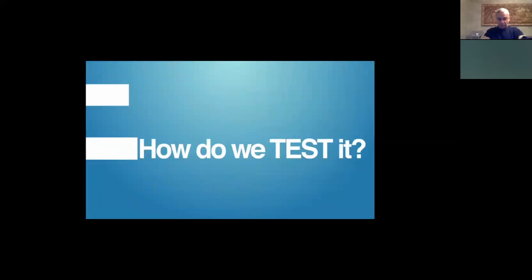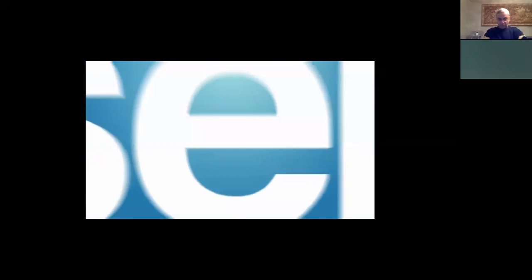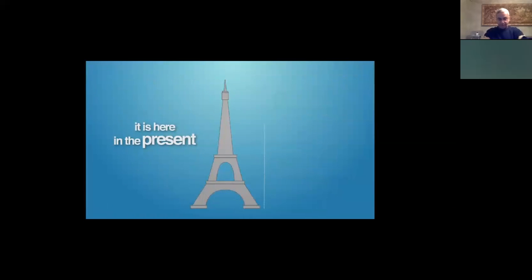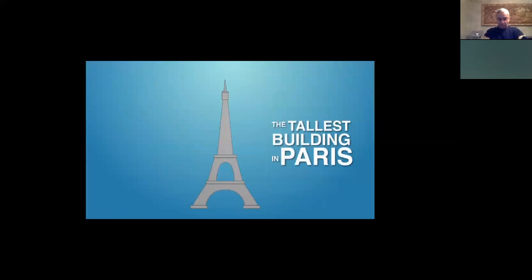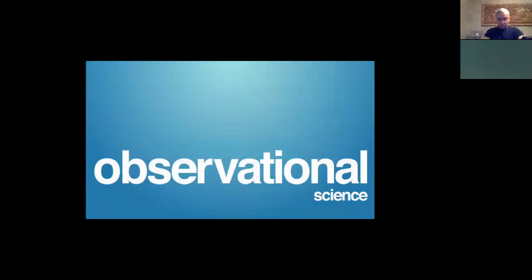Applying observational science, we can, of course, observe the Eiffel Tower anytime we're in Paris. It's here in the present. Then we can continue by testing the height and comparing it to all the other structures in Paris and confirm the claim that it is indeed the tallest building in Paris. But that's the extent of the kind of facts that can be proved by observational science in reference to this claim.